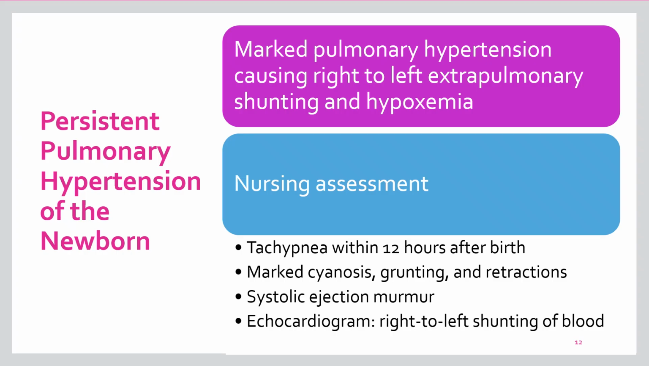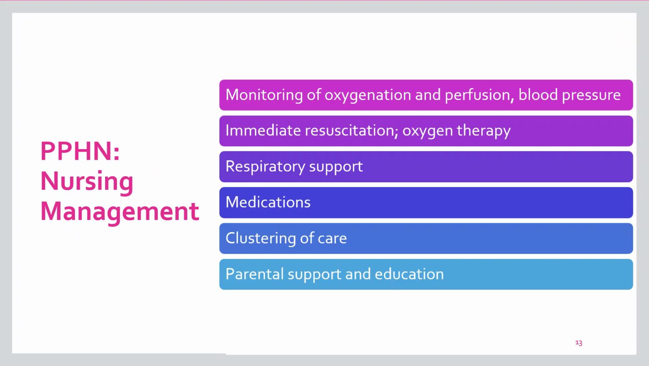Echocardiogram shows a right to left shunt. You can see the right to left shunting of blood going through the foramen ovale. Once the baby starts breathing after birth, the foramen ovale is supposed to close, but in this case it remains open. So nursing management here is monitoring oxygenation and perfusion and blood pressure. The blood pressure can be high because of the right to left shunt and also increased resistance in the right side of the heart.